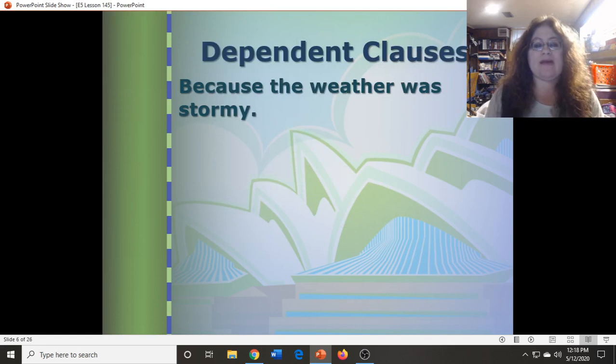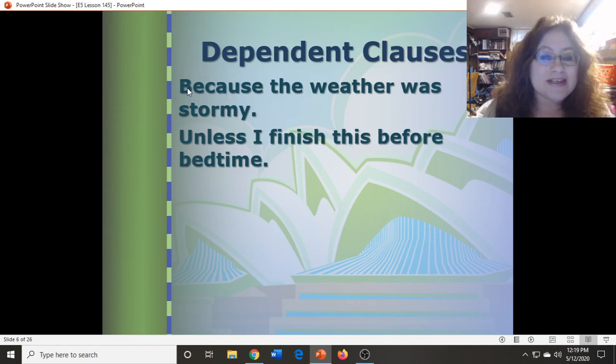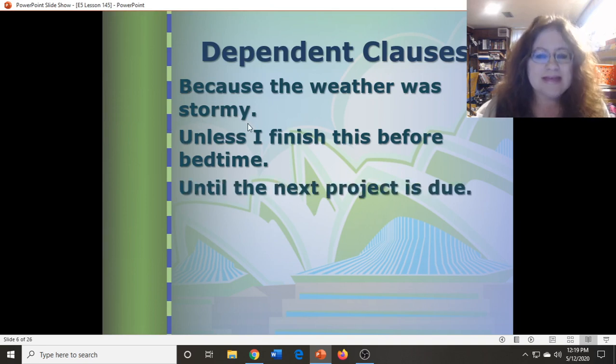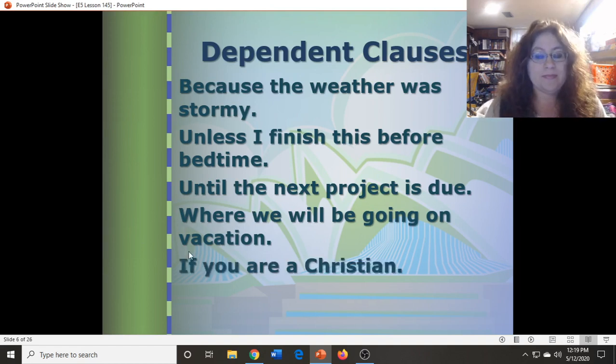Here are some examples of dependent clauses. Because the weather was stormy. Because is the subordinating conjunction. Unless I finish this before bedtime. Dependent clause. Unless is the subordinating conjunction it starts with. Until the next project is due. Until is a subordinating conjunction. Where we will be going on vacation. Where is the subordinating conjunction. If you are a Christian. If is the subordinating conjunction.